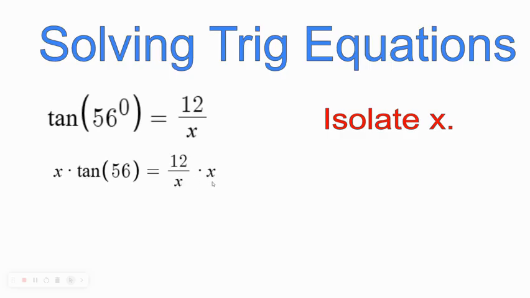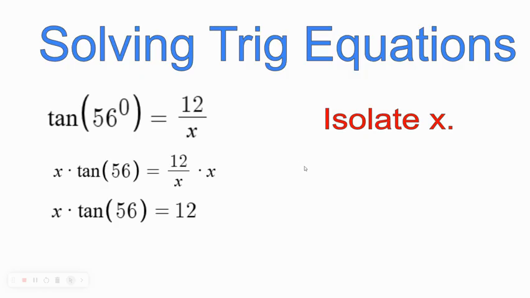Again, notice I'm multiplying by x on the right side, and look at where I put that multiply by x on the left side. I put it outside with the trig function. We're doing the same thing, but we're having to do it with multiplying by x because the x was in the denominator. And that leaves me with x times tangent of 56 degrees equals 12.